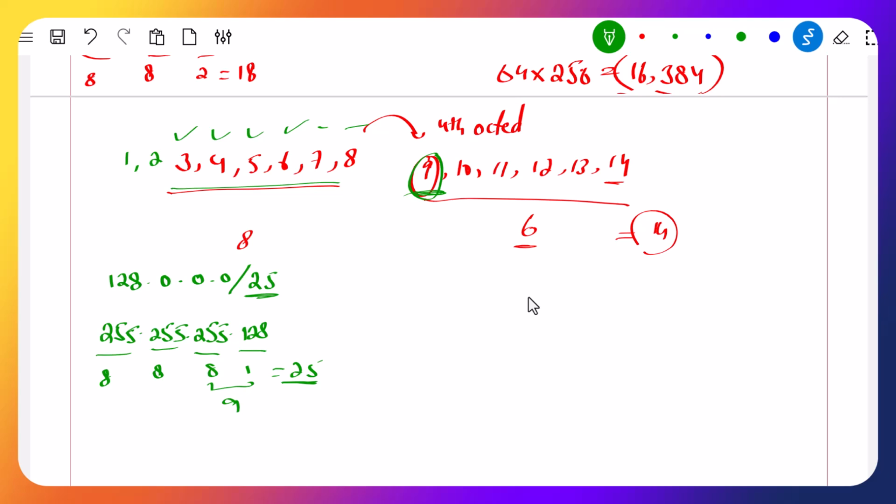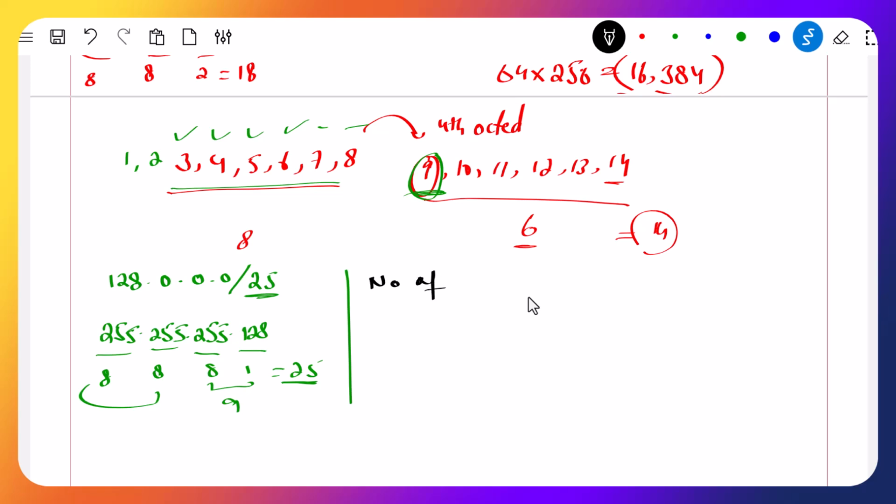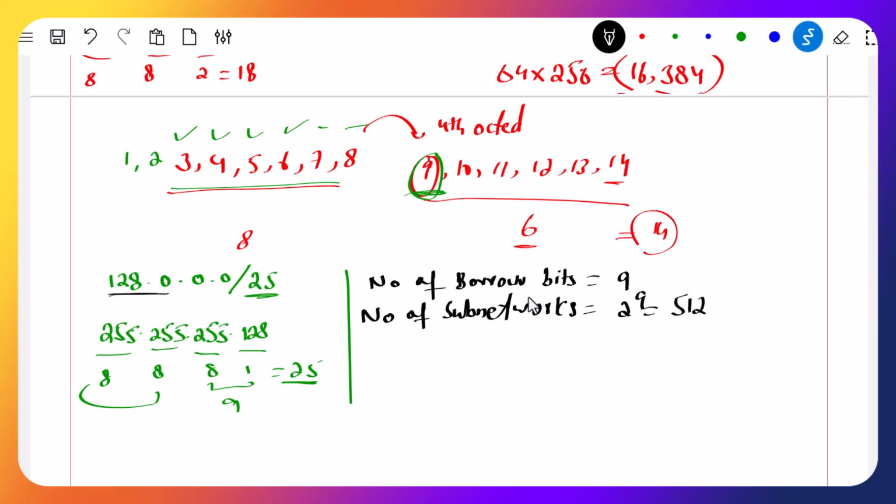Because we borrow how many bits? We borrow 9 bits. Okay, this is the default. So the number of borrow bits is now 9. You want to find the number of subnetworks. So 2 power 9 is equal to 512. We have 512 subnetworks. It means we divide this 128.0 network into how many subnetworks? Into 512 subnetworks.